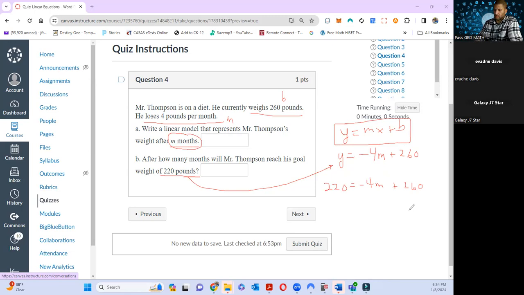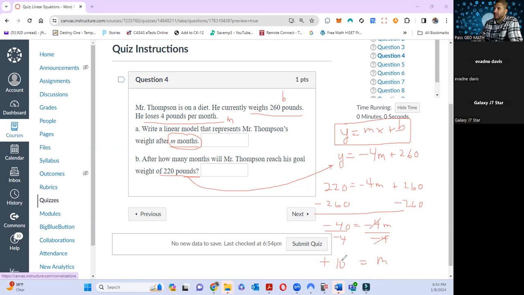We subtract 260 from both sides. You get minus 40 equals minus 4m. What's our next step? Do we divide by -4 on both sides? The -4s on the right side cancel. We get m equals. Two negatives make a what? Positive. What is 40 divided by 4?